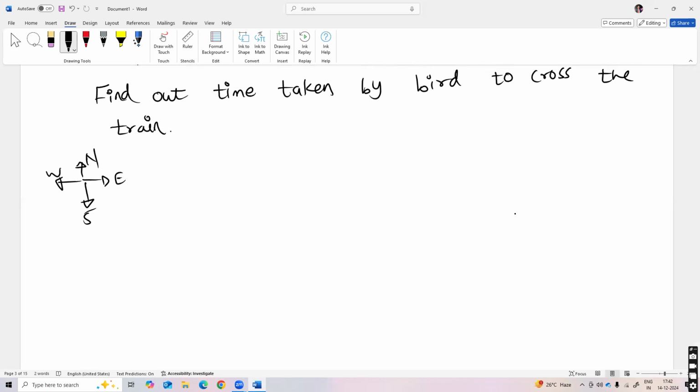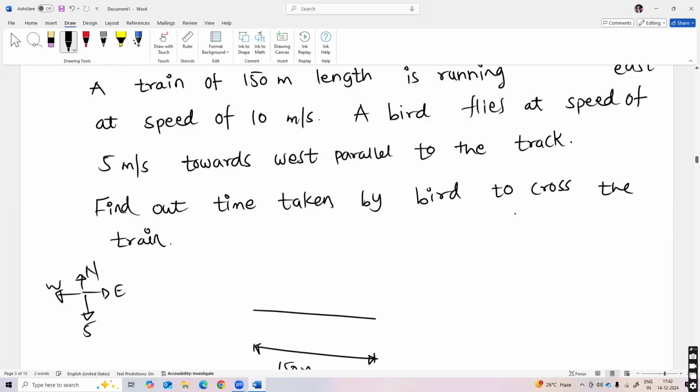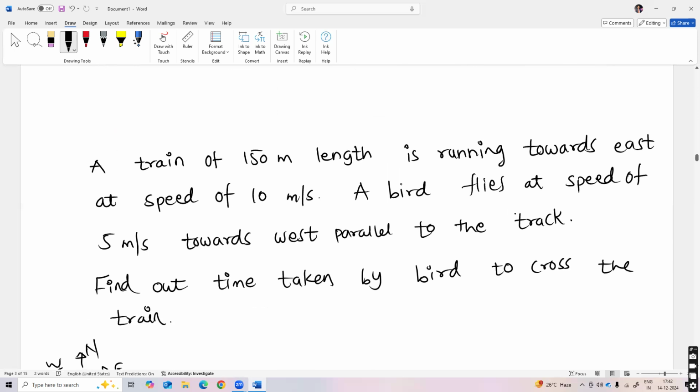Okay, so let's say we have a train. This is the length of the train, which is 150 meters. And this train is moving at 10 meter per second.